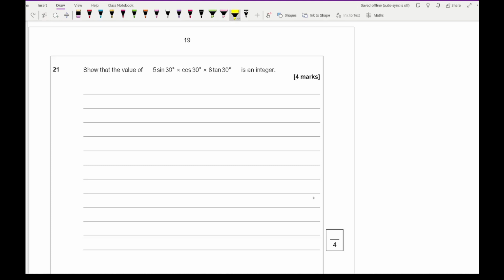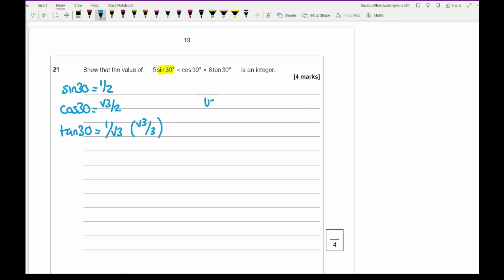Well, for this we're using exact values of trig. So sine 30 is equal to a half. Cos 30 is equal to root 3 over 2. And tan 30 is equal to 1 over root 3. Now it is also root 3 over 3, so whichever you prefer to use is entirely up to you. Now I'll show you both ways.